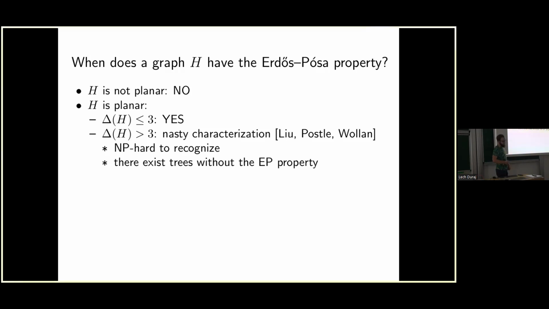So I'll give a brief sketch of the proof why when H is not planar, then it doesn't have the Erdős-Pósa property, and why when you have subcubic degree, like a subcubic planar graph, then it does have the Erdős-Pósa property. One can mention that this stays in sharp contrast.